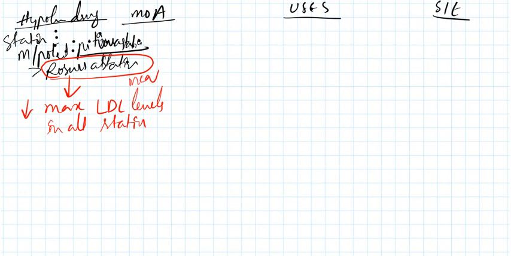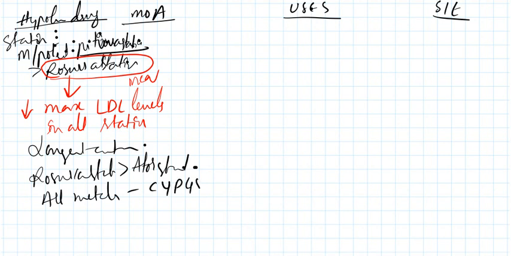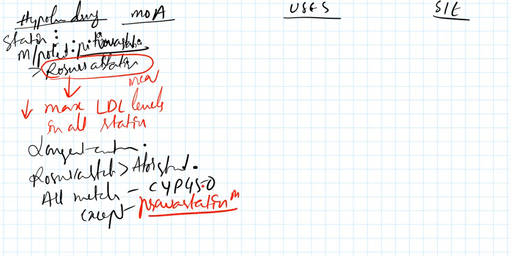Now, what is the longest acting statin? It is rosuvastatin, more than atorvastatin. Now remember, all statins are metabolized by cytochrome P450 except, and this is an MCQ, pravastatin. It is not metabolized by cytochrome P450.